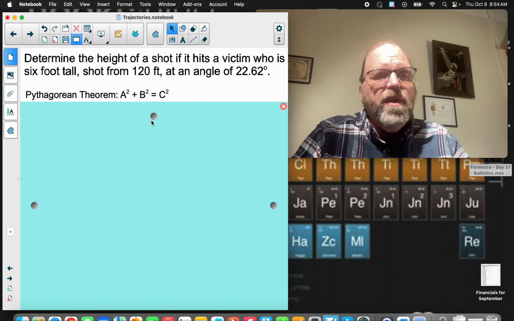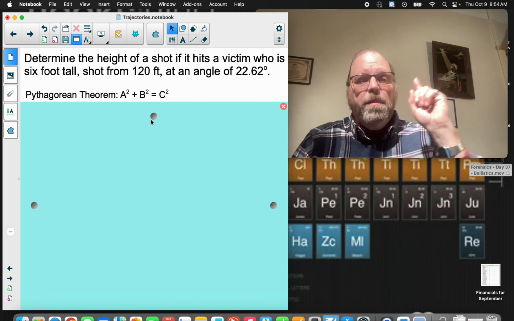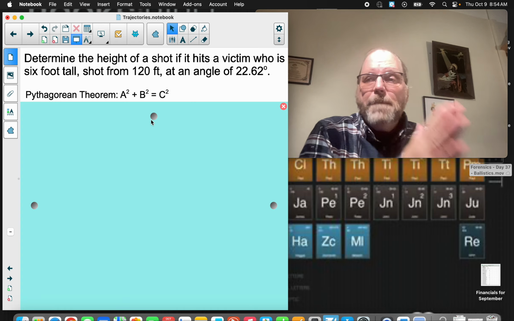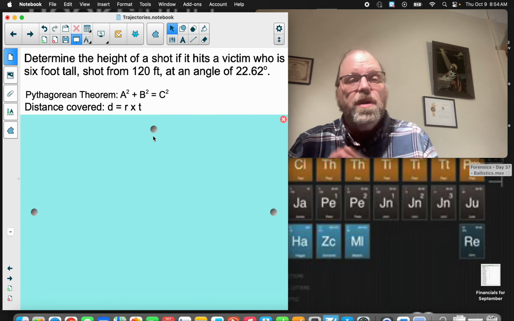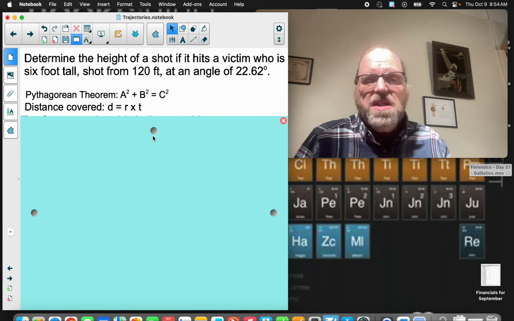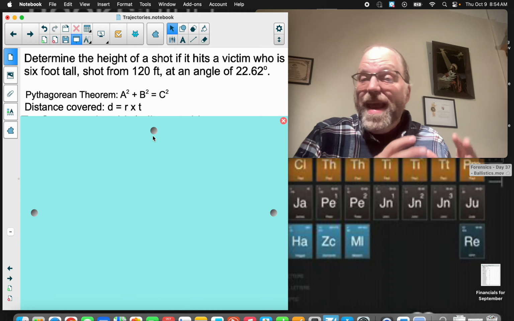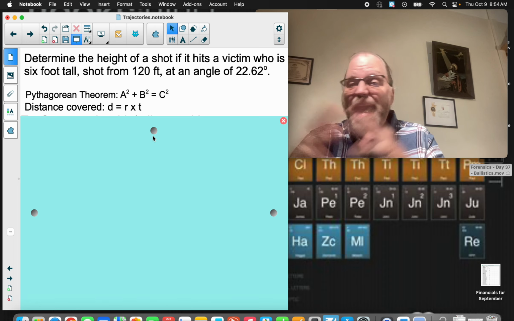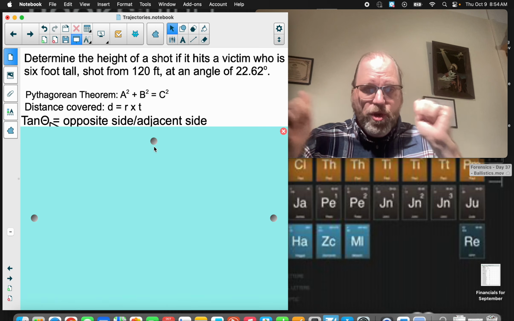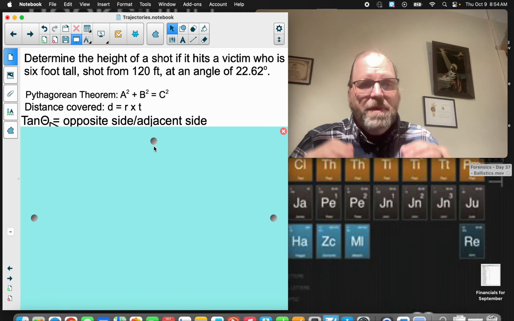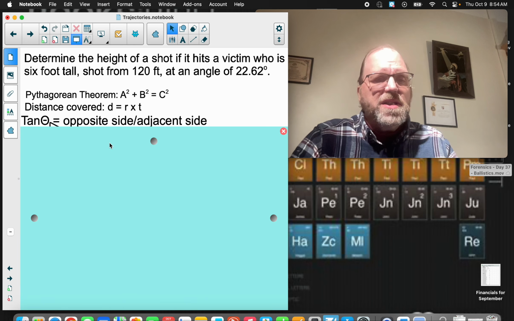So these are three equations we're going to need. We're going to need a Pythagorean theorem, a squared plus b squared equals c squared. We're going to use a distance equation. Distance is equal to r, rate, speed, times time. And then a little trig here, tangent, which means the opposite side over the adjacent side.